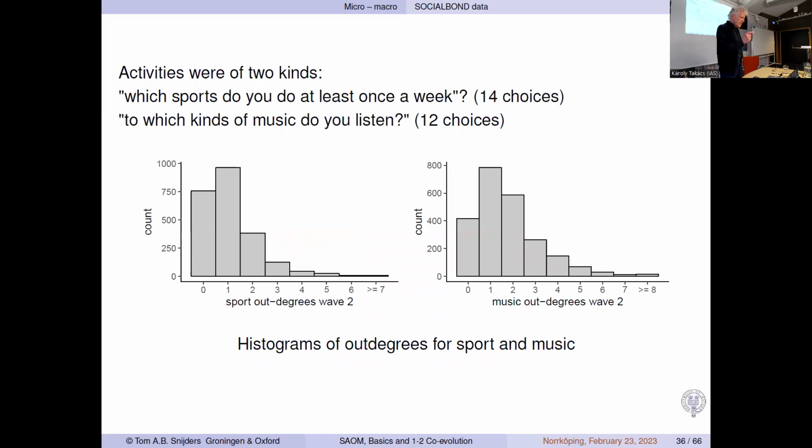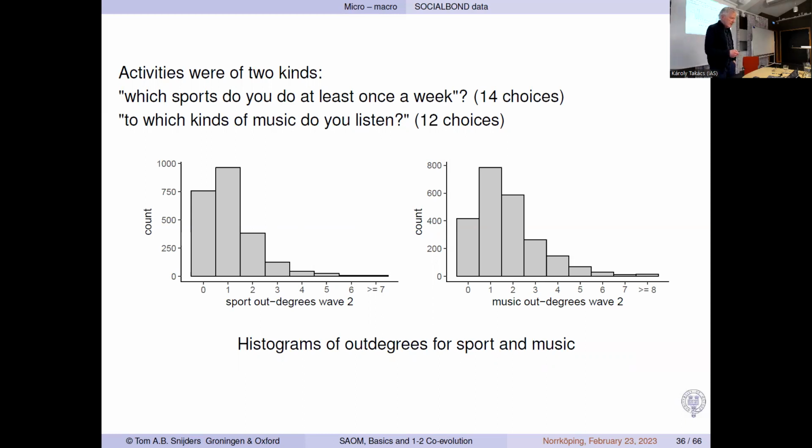And the activities were of two kinds: sports, and which kind of music do you listen to. And these are the out-degrees, so the number of sports individuals mentioned. The mode is one, so most of them mentioned one sport. Also, most of them mentioned one type of music.